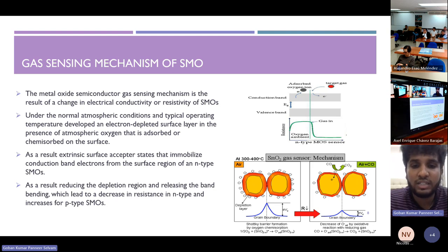While when carbon monoxide interacts with the sensing material, it injects electrons. The depletion layer decreases, the grain boundary barrier decreases, and there will be a conductivity with the flow of electrons. So this is the mechanism of metal oxide semiconductor gas sensors.